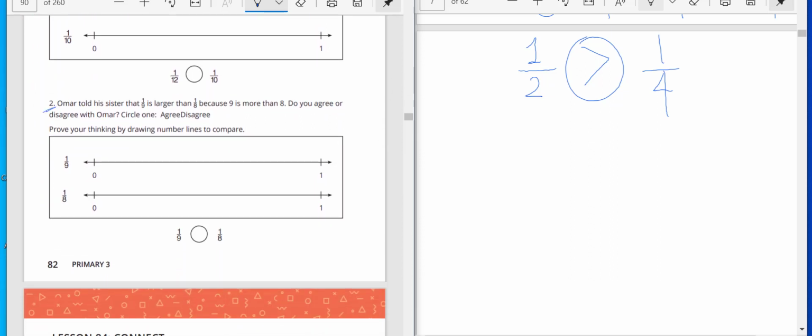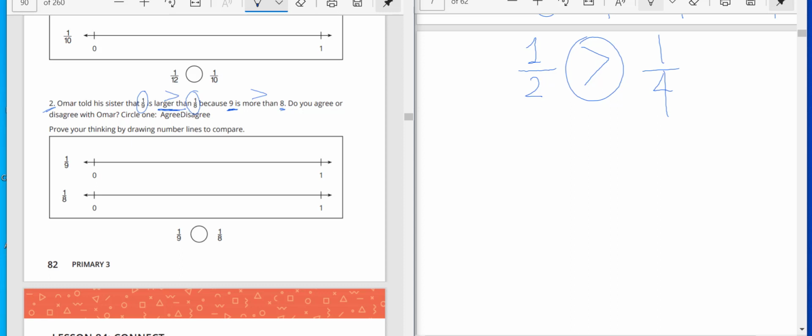Number 2. Omar told his sister that 1/9 is larger, sorry, 1/9 is larger than 1/8 because 9 is more than 8. Do you agree or disagree with Omar? Circle one: agree or disagree?